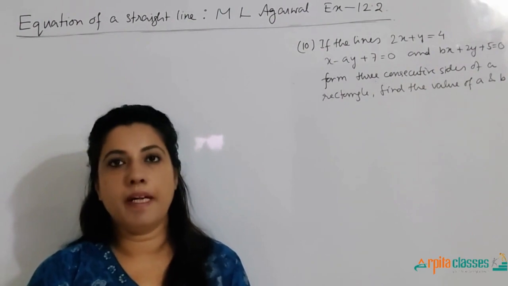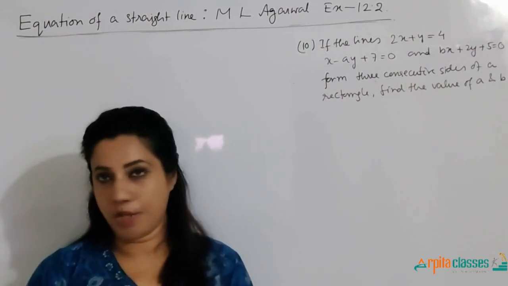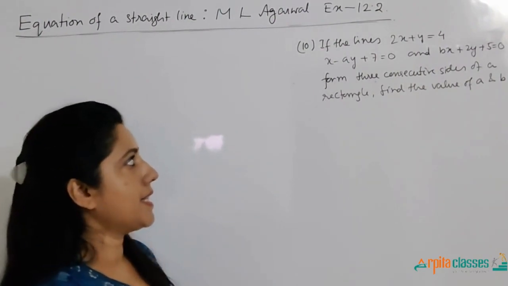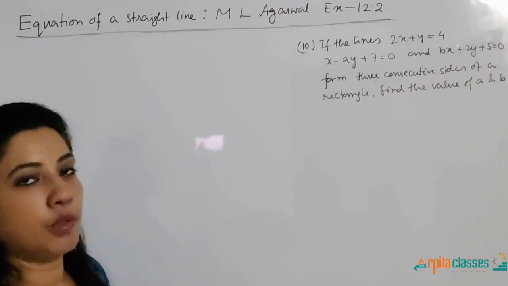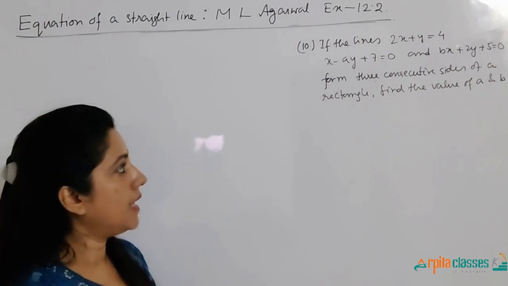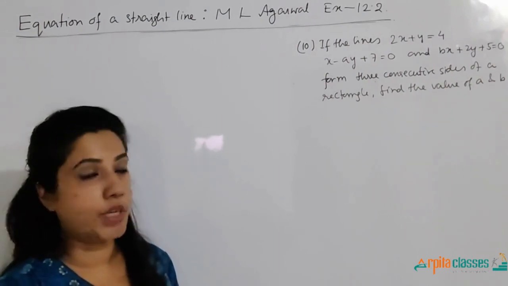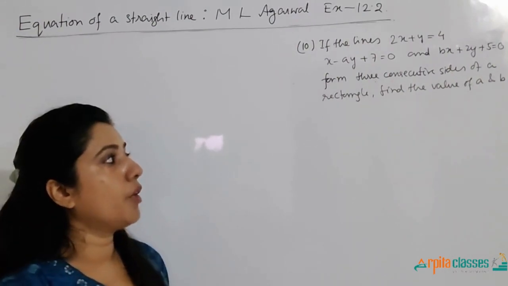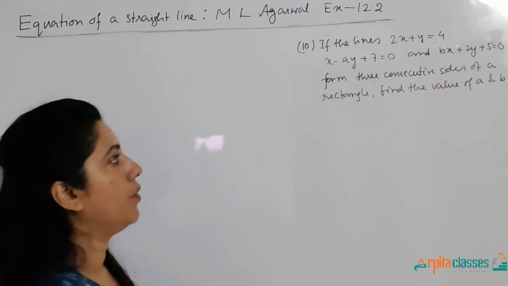Let's start with question number 10. This will be the last question for today. Let us see. If the lines 2x plus y is equal to 4, x minus ay plus 7 is equal to 7 and bx plus 2y plus 5 is equal to 0 form three consecutive sides of a rectangle, find the value of a and b.